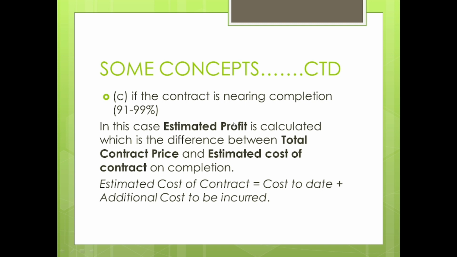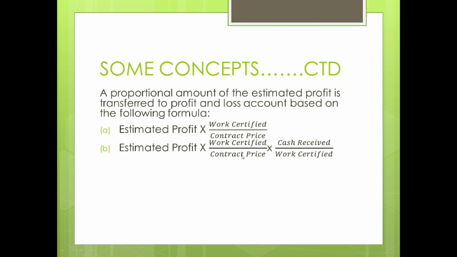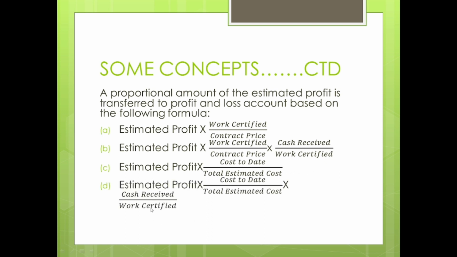Now the entire estimated profit will not be transferred to profit and loss account. Rather, again I take a proportion, work certified to contract price. But in some cases we use this formula, work certified to contract price into cash received to work certified, or in some cases we take this formula, or in some cases we take this formula. So it is dependent on your choice which formula you use to transfer the proportion of estimated profit to profit and loss account. Generally we follow the B. The second method is widely used.